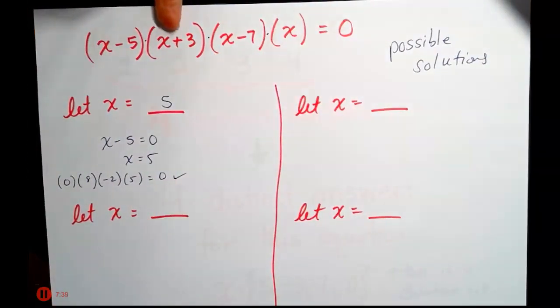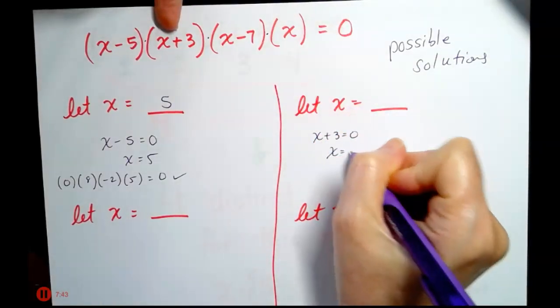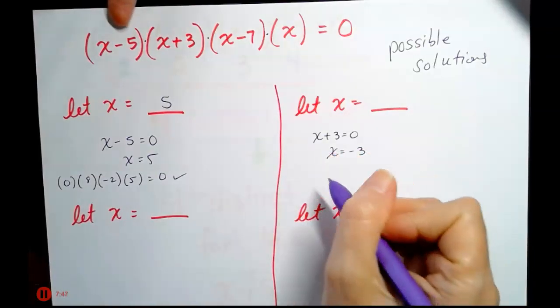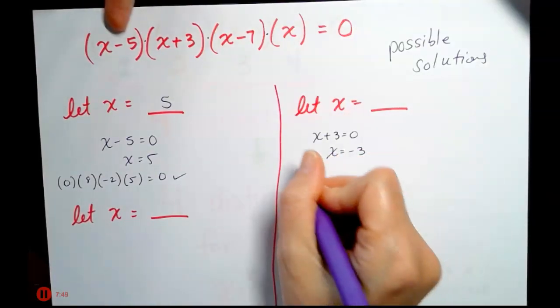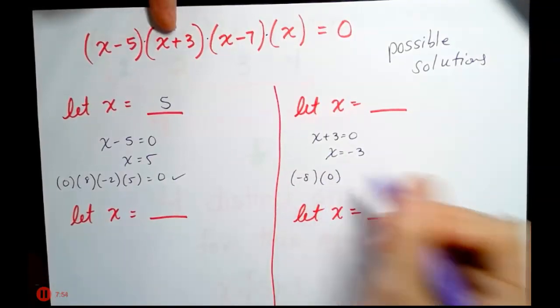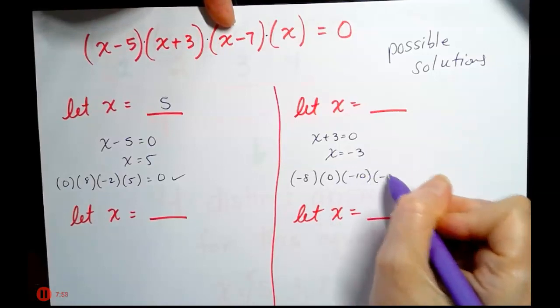Take the second factor, x plus 3. If we put x plus 3 equal to 0, we get x equals -3. And if we plug it back in, we end up with -3 minus 5 is -8. -3 plus 3 is 0. -3 minus 7 is -10. And -3.